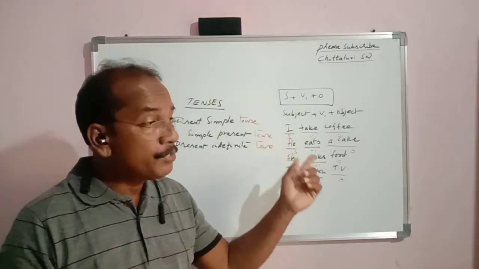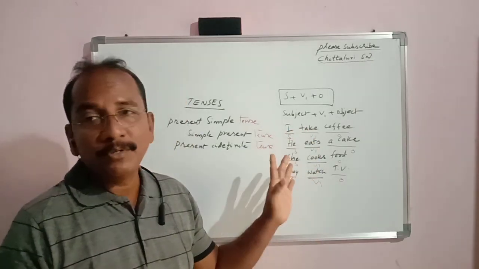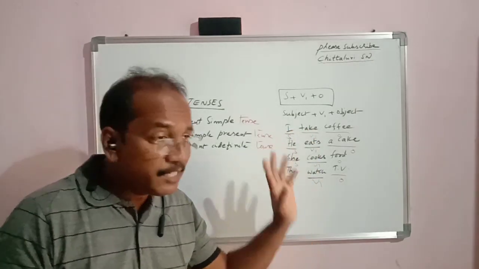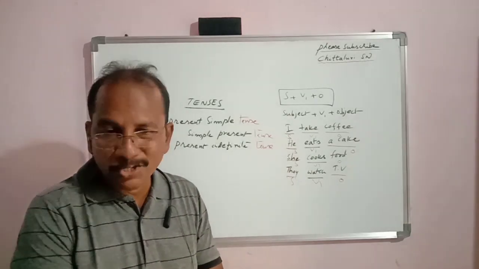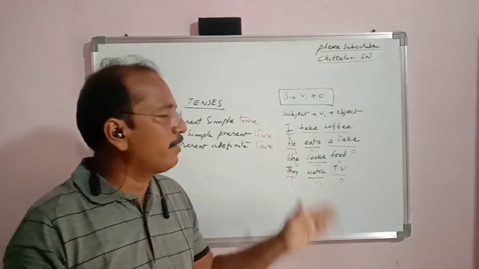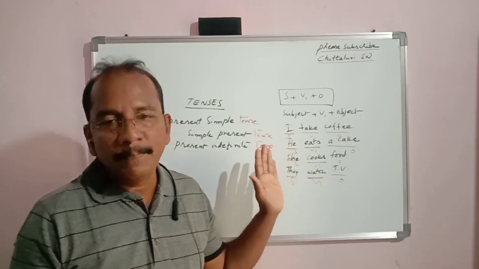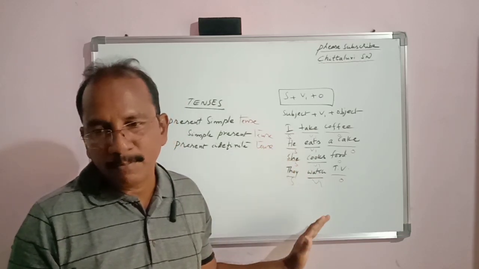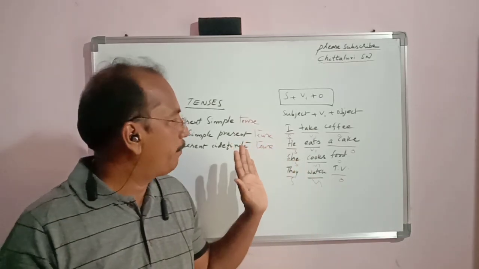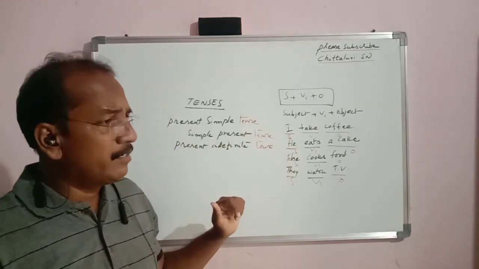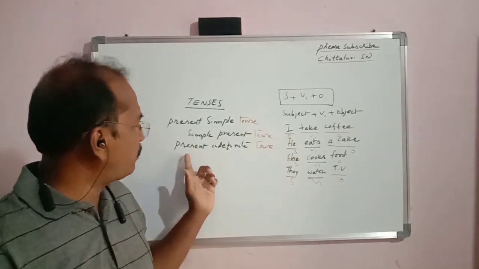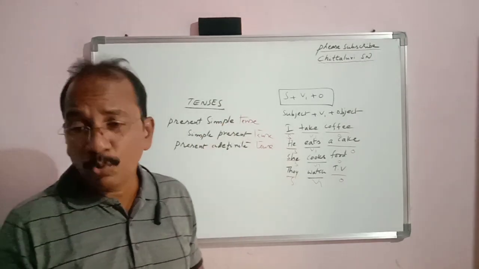You must be in a position to look at this structure. Identify, you have to identify this structure. By that you will come to know that with the help of its structure, you can easily understand it is a simple present tense. This particular sentence is in simple present tense. As I have already told you, it is also called present indefinite tense.